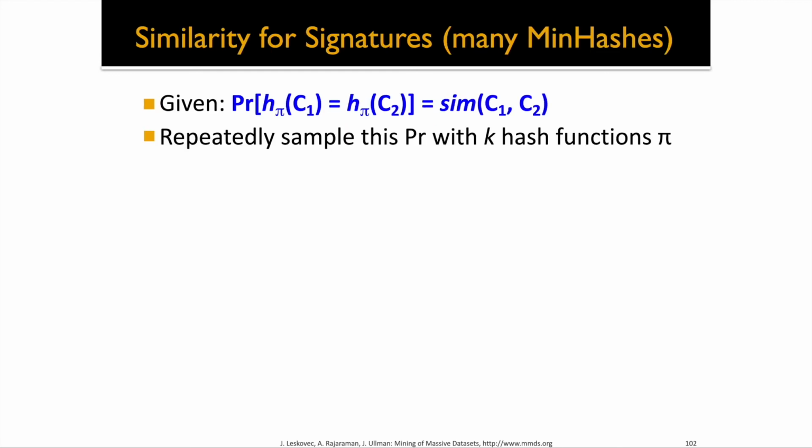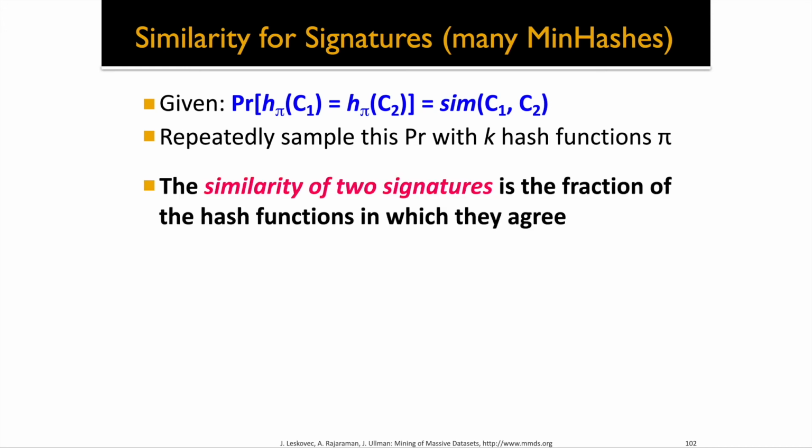So now that we have this property, we can repeatedly sample this probability function using k different hash functions, that is, k different permutations. The similarity of the two signatures can be defined as the number of cells in these signatures in which they agree. Essentially, we would expect the proportion of agreement in these two signatures to be equivalent to the Jaccard similarity of these two documents.